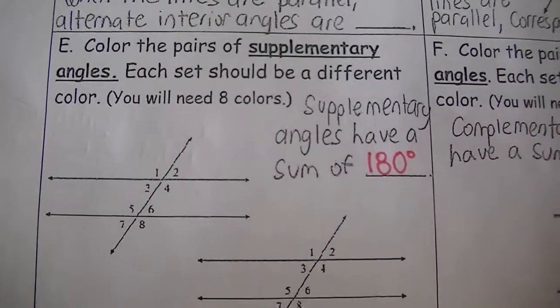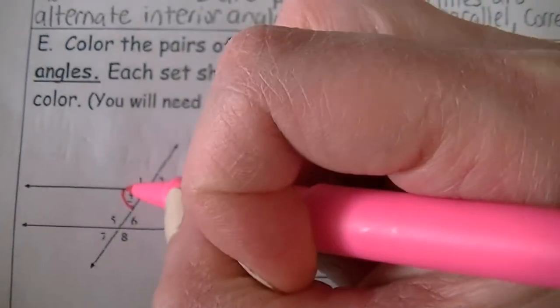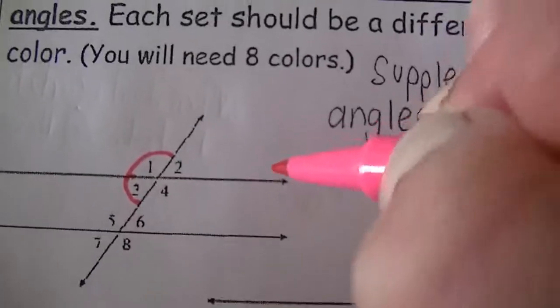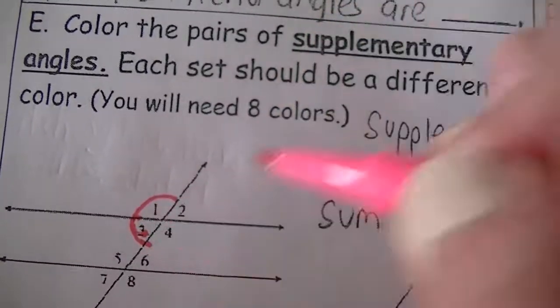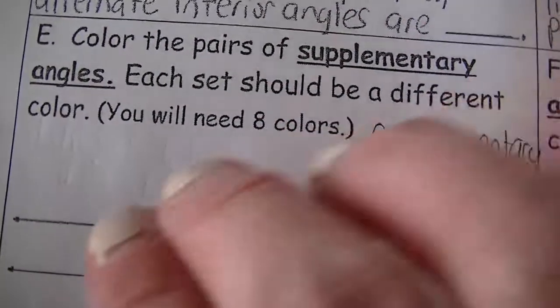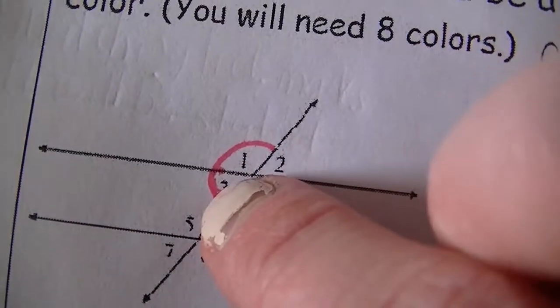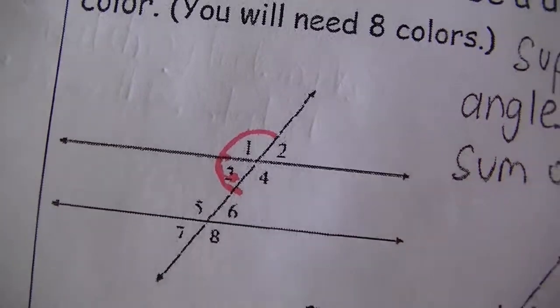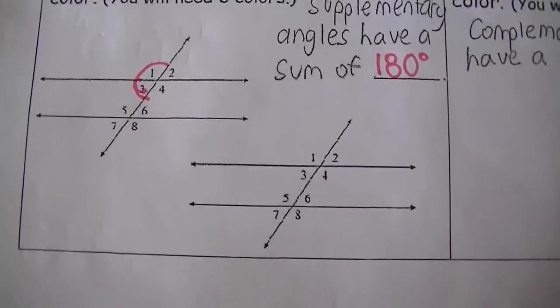So I'm going to go ahead and just show you one of them. Angle 2 and angle 1. I'm sorry, does that say 2? Sorry, that says 3. Angle 3 and angle 1. Those are supplementary to each other. See, when I connect their arcs, they form a half circle. So angle 3's degrees plus angle 1's degrees will equal 180 degrees. They're an example of supplementary angles.